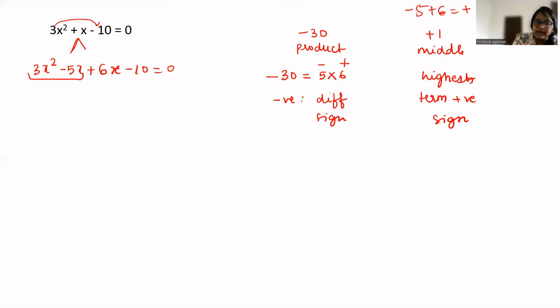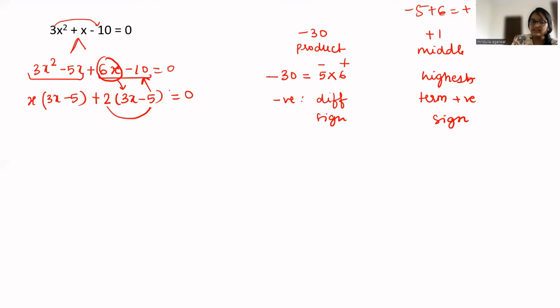Now again we'll do grouping. So over here x is common outside. So we are left with 3x minus 5. The second should also have 3x minus 5. Now from 6x, you have already taken 3x outside, so what is left is plus 2. We'll cross check, we'll multiply this. Am I getting this? Yes. So we have considered it correctly.